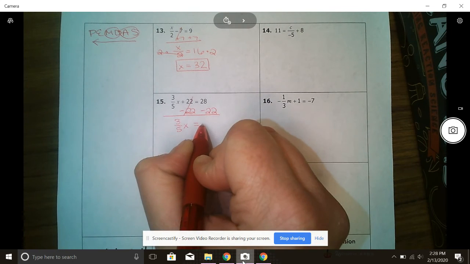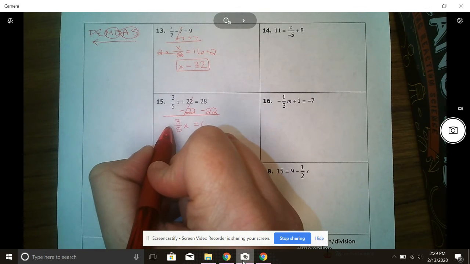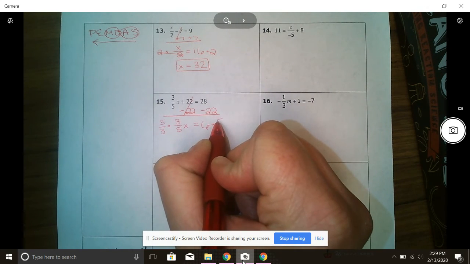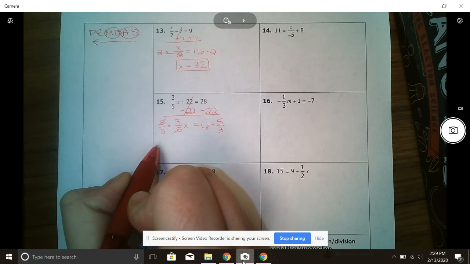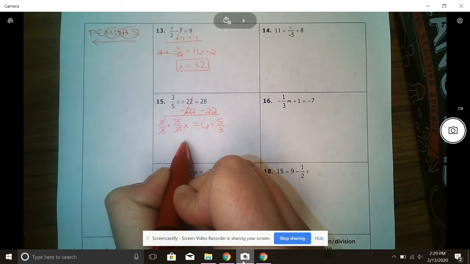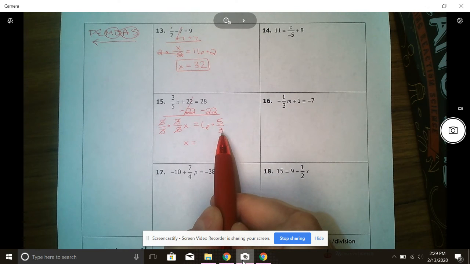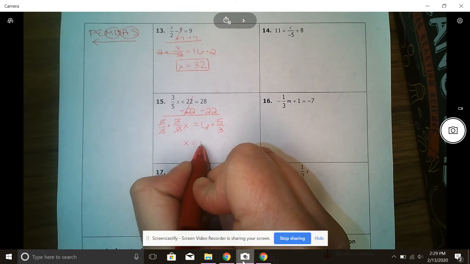Subtract 22 is 6. And now to get rid of a 3/5 that's multiplying my variable, I'm going to multiply by the reciprocal. The 5 in the numerator and denominator cancel each other out. The 3 in the numerator and denominator cancel each other out, so there's only an x. And then you can use a calculator to calculate 6 times 5 over 3. You're going to get 10.